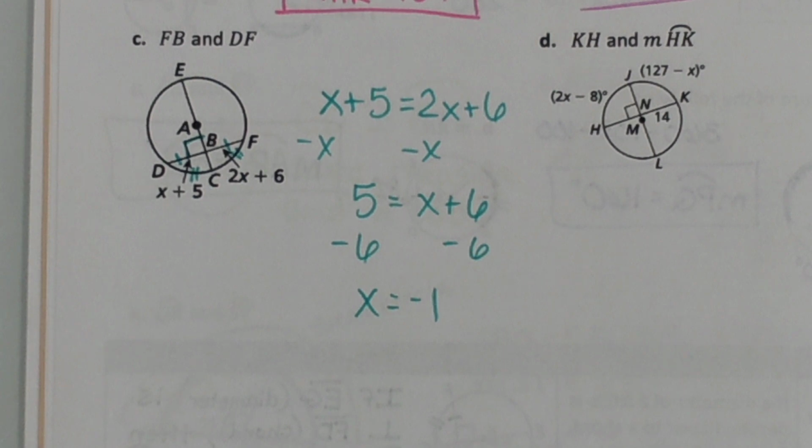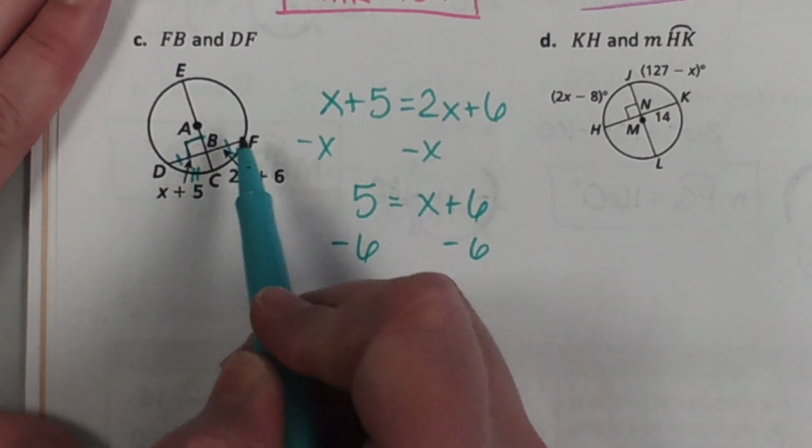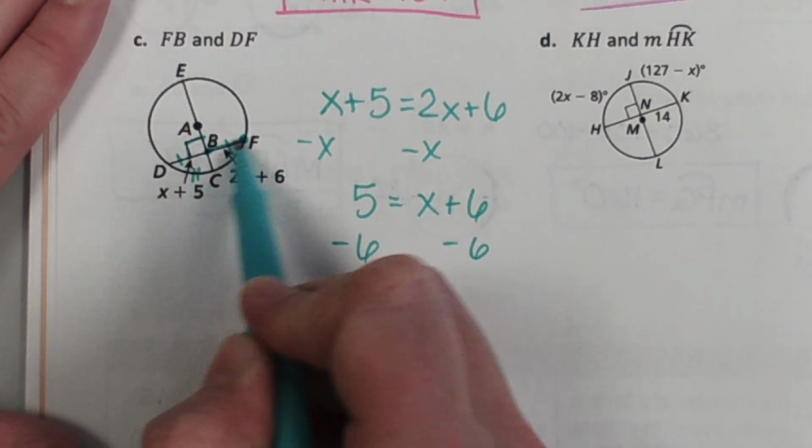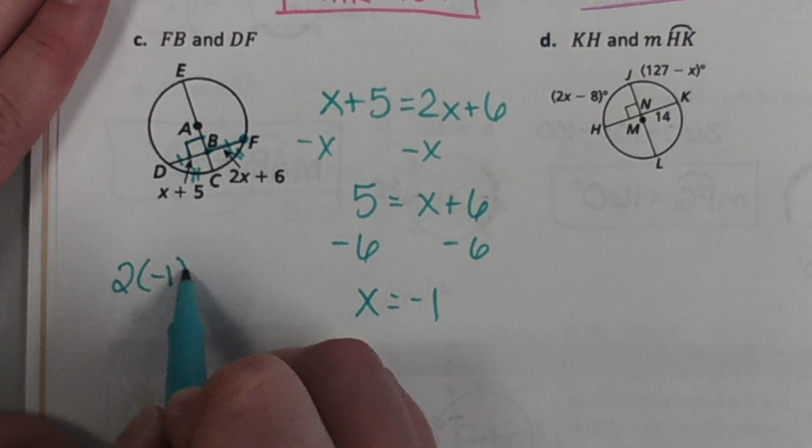Can I have decimals? Yes. Decimals are fine. Just because you're not used to seeing them as often doesn't mean they're a problem. X is negative 1. I want to find the measure of FB. Plug it into 2x plus 6. It is 4.